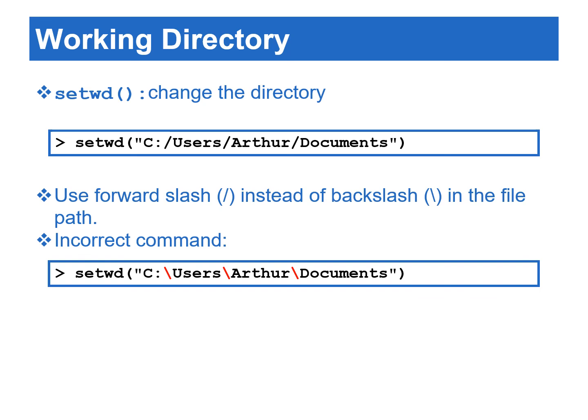Sometimes the default working directory may not be the ideal choice for us to save files. In this situation, we can use the setwd function to change the working directory.